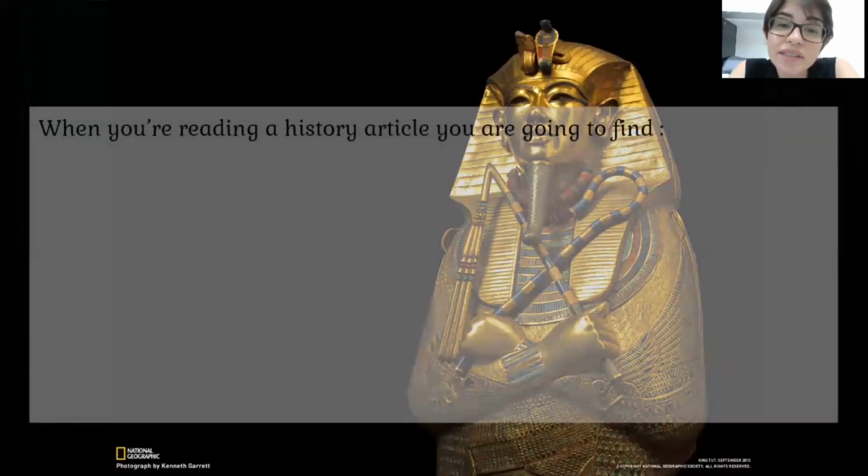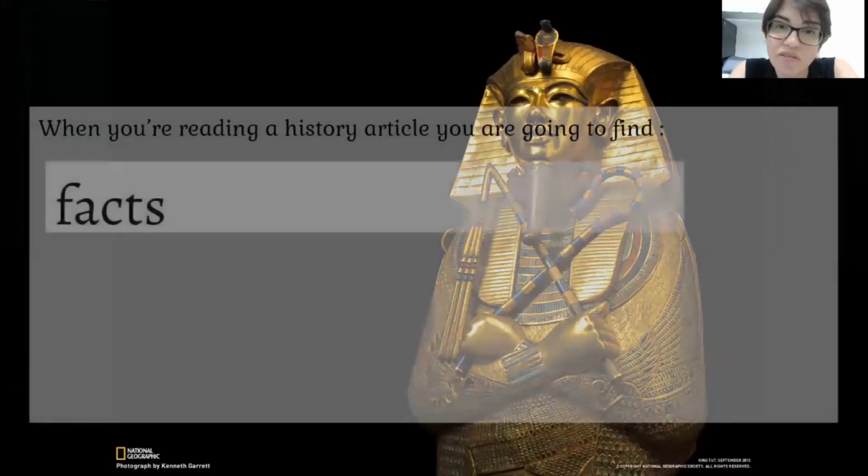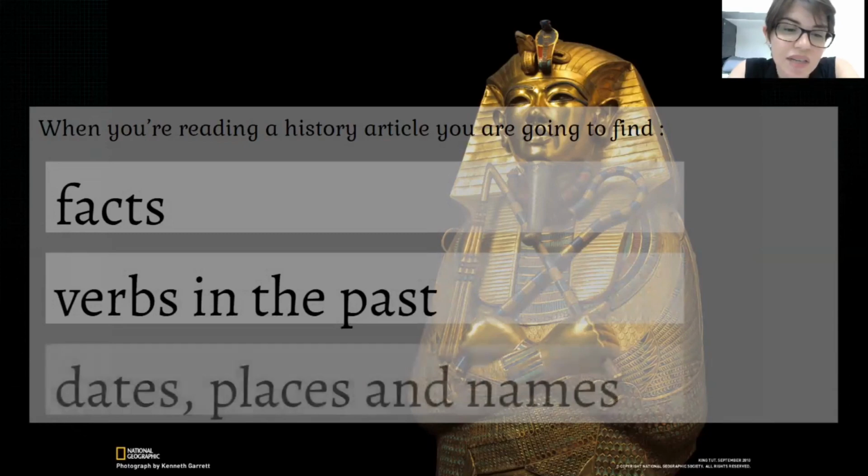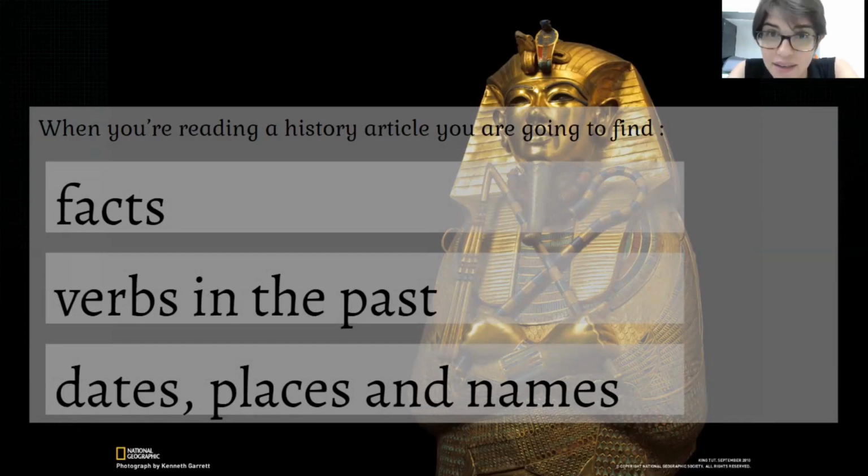So when you're reading a history article, you are going to find facts, verbs in the past, because they talk about the past, dates, places, and names. Okay, remember this. Dates, places, and names.